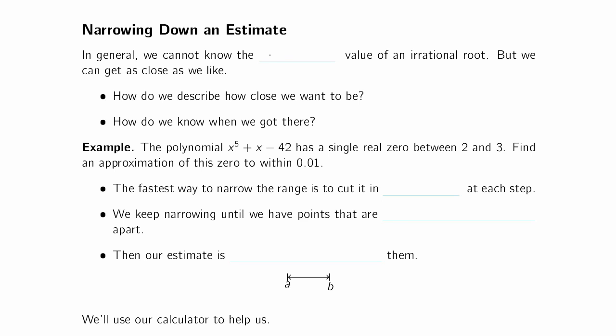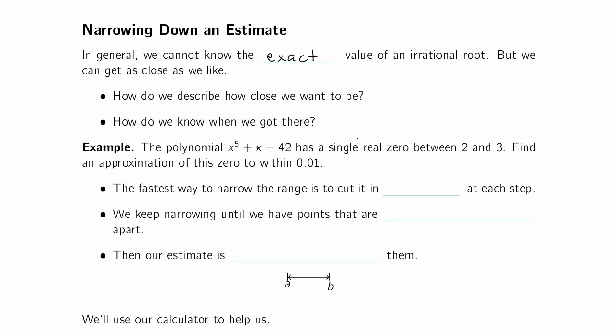In general, we won't be able to know the exact value of an irrational root. Sometimes we get lucky, like with the quadratic formula, but usually we don't. We can get as close as we like, though. So the two questions we might ask is, how do we describe how close we want to be? And how do we know when we've gotten there?